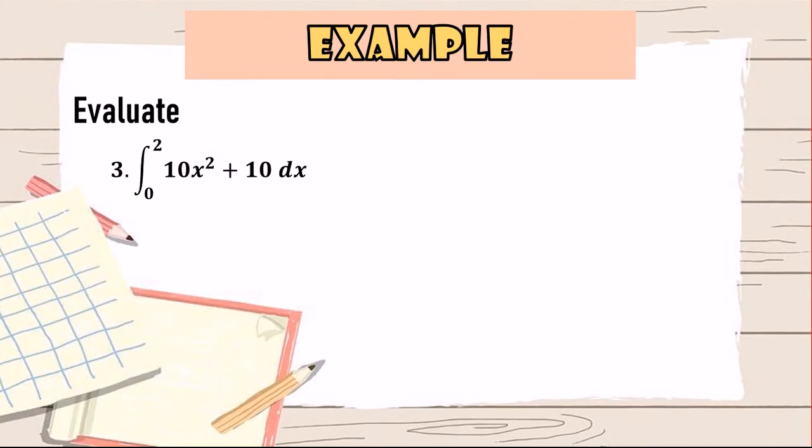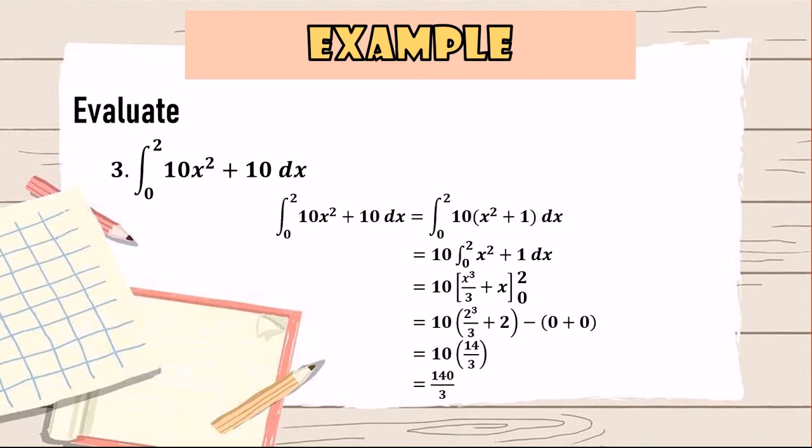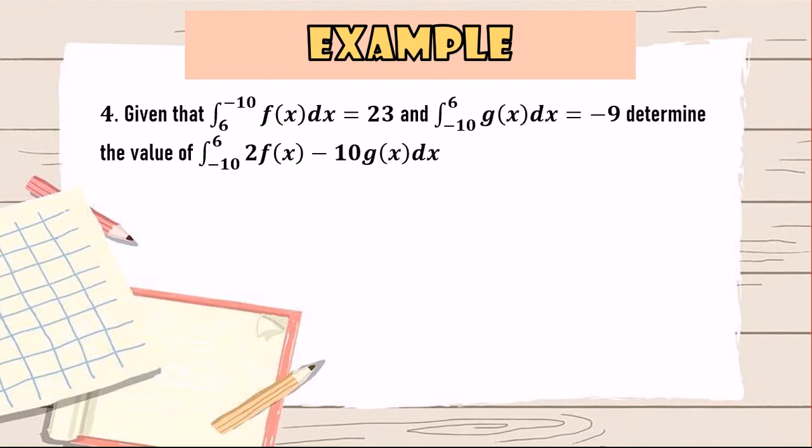Example 3. Evaluate the definite integral of 10x squared plus 10 dx from 0 to 2. For this, we notice that we can factor a 10 out of both terms. Then, put the 10 outside of the integral using the third property, since it is a constant. Then, integrate it. So, the answer will be 140 over 3.